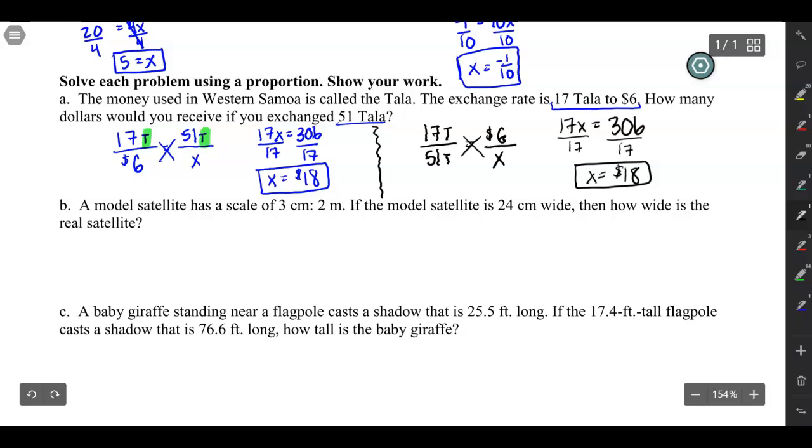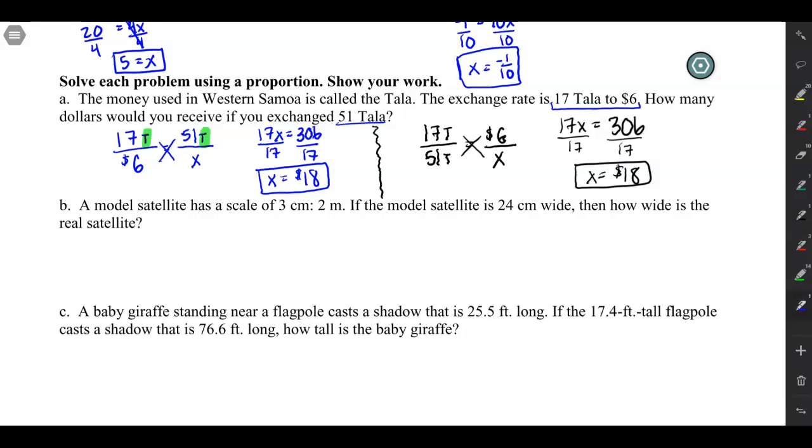Okay. So let's just kind of make sure we understand the difference between the two. In the example on the left, in the blue ratios, each ratio is number of tala to number of dollars. And you've kind of got a fraction for the exchange rate and then a fraction for the amount of money you are exchanging. In the second example, with the black example on the right, I have a tala fraction equal to the dollar fraction. And the numerators of both fractions are the exchange rates, 17 tala to $6, and the denominators are the amount of money that you are exchanging. So let's work through some other examples of word problems.